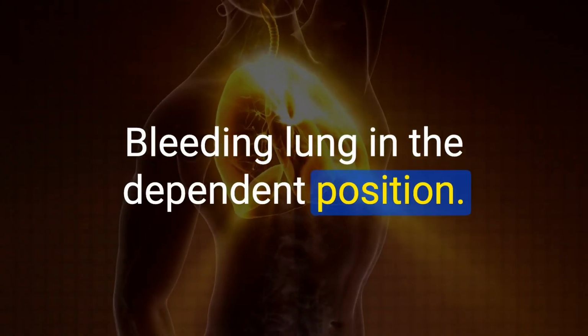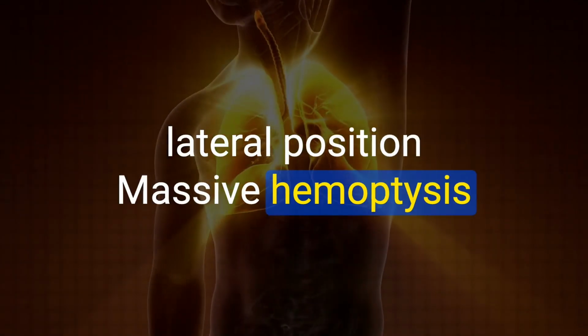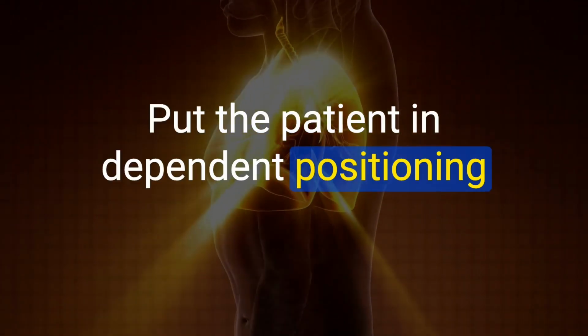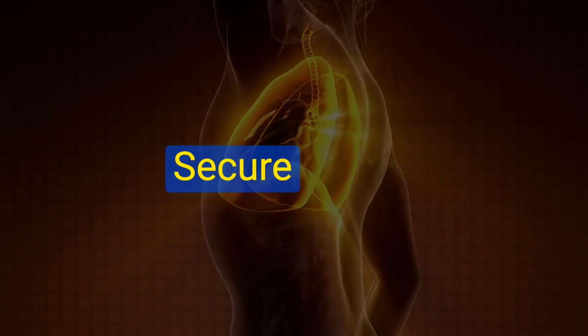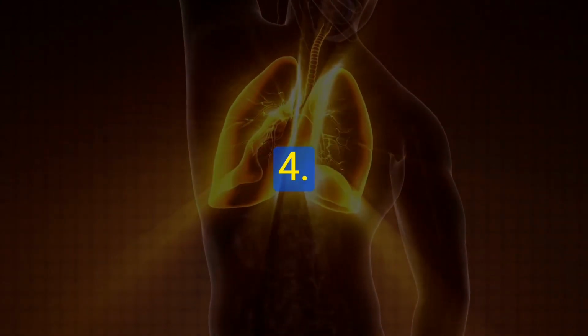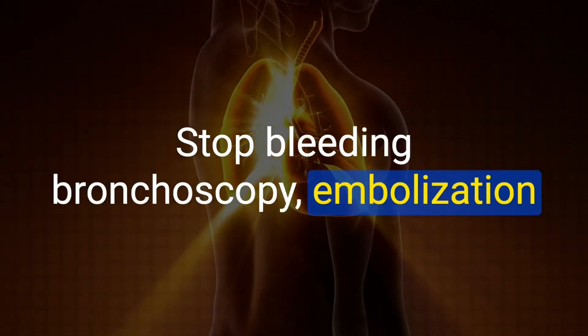97. What position should a patient with massive hemoptysis be placed? Bleeding lung in the dependent position. Lateral position, massive hemoptysis. 1. Put the patient in dependent positioning on the side of bleeding. 2. Secure airway. 3. Stabilize. 4. Stop bleeding: bronchoscopy, embolization.